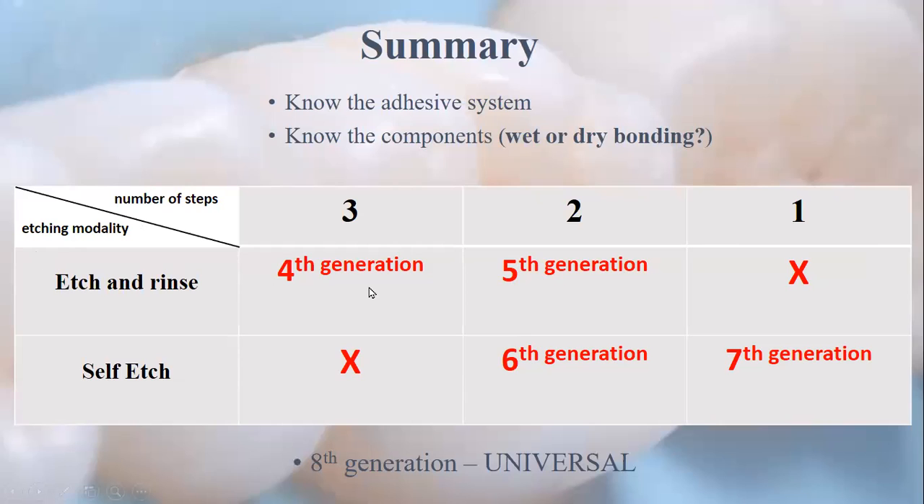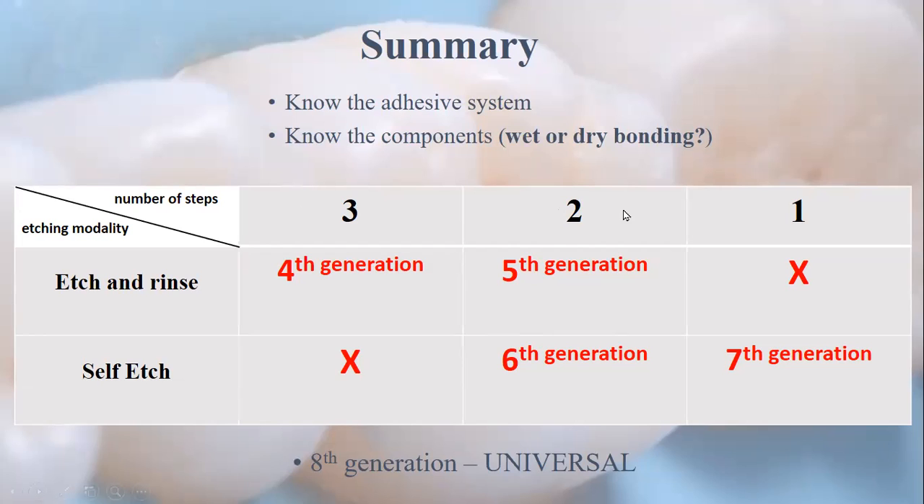So why is it the 4th generation? Because you have the etch, prime, and bond, 3 steps, and the etch is separate, so it will be etch and rinse. If you have 2 steps, it being etch and rinse, it will be a 5th generation. So why 2 steps? Since here is etch and rinse, the etch will be separate, but the prime and bond will be in one bottle. So you have the etch separately, prime and bond in one bottle.